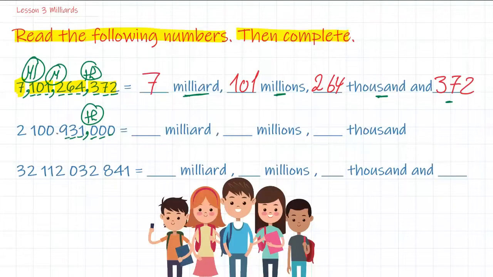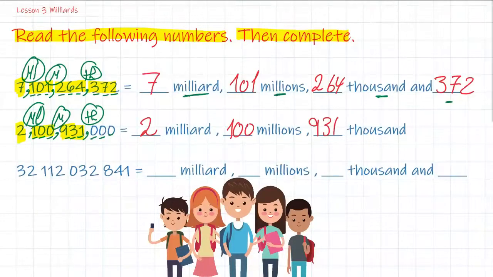1 2 3 and put a comma for million. 1 2 3 and put a comma for milliard. Let's see how many digits in the milliard family. We have just 2. Let's write it here, 2. And we have in the million family just 100. Let's write 100 here. And in the thousand family 931. As you see here, there are no digits in the units family, so there is no units here.